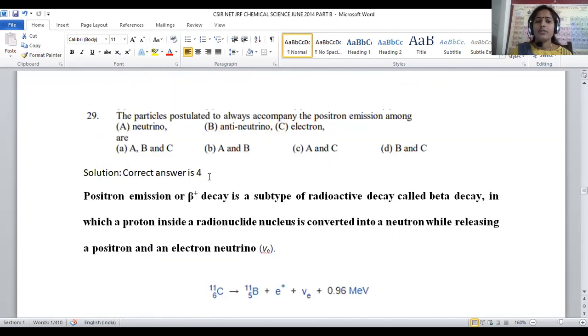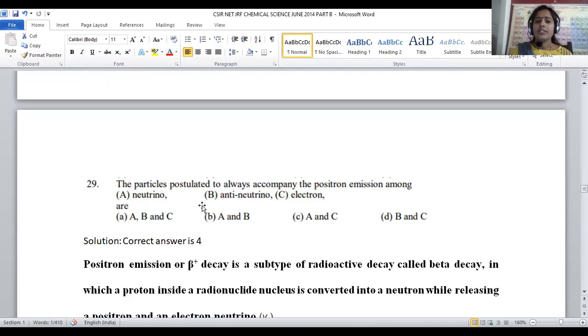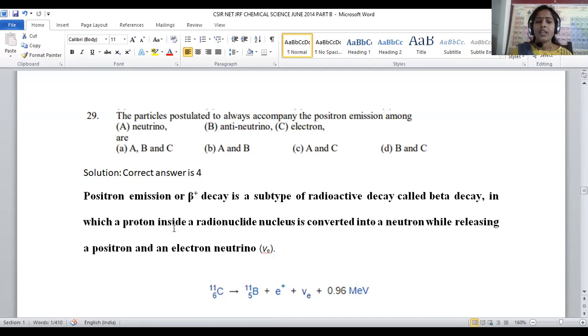Let us move on to question number 29. The particle postulated to always accompany a positron emission. What is meant by positron emission and what particles will be emitted in this process? Let us see. Positron emission is nothing but beta plus decay, a subtype of beta decay. Positron emission is alternatively known as beta plus decay.